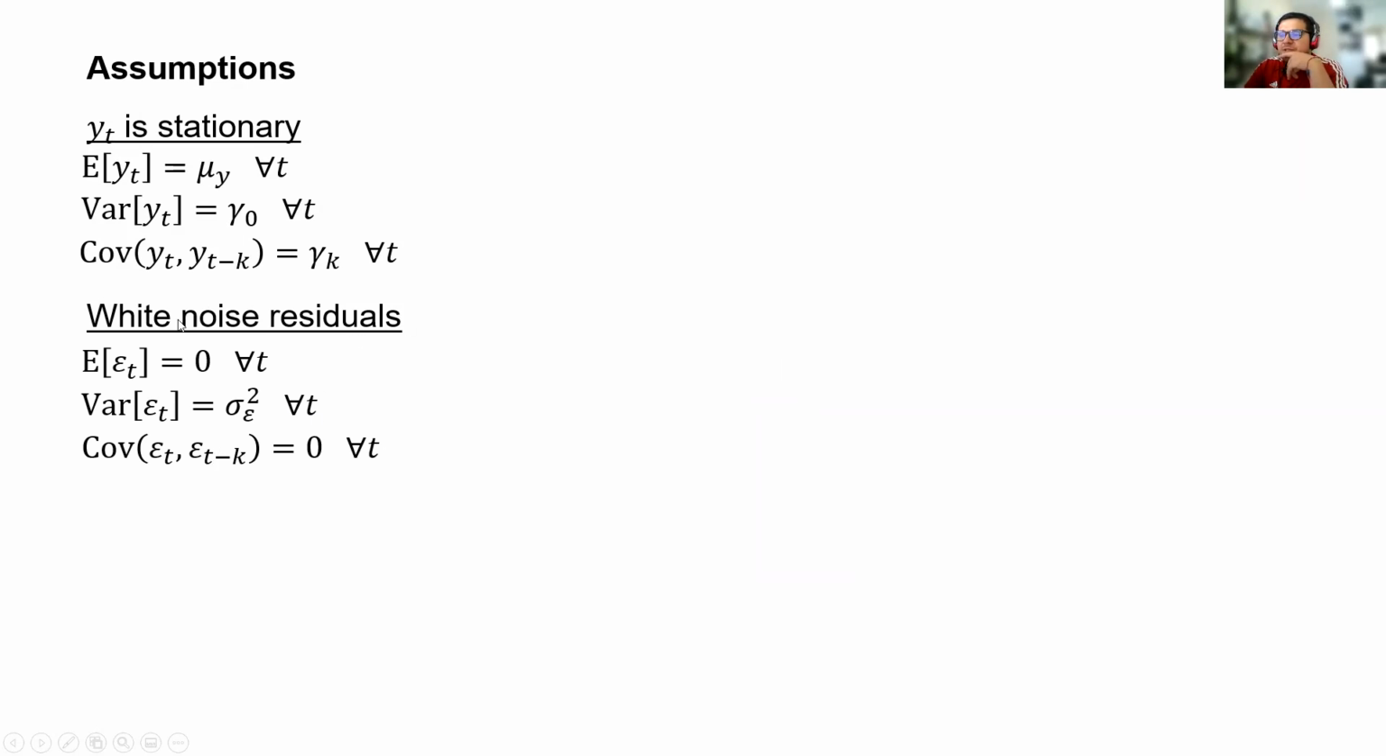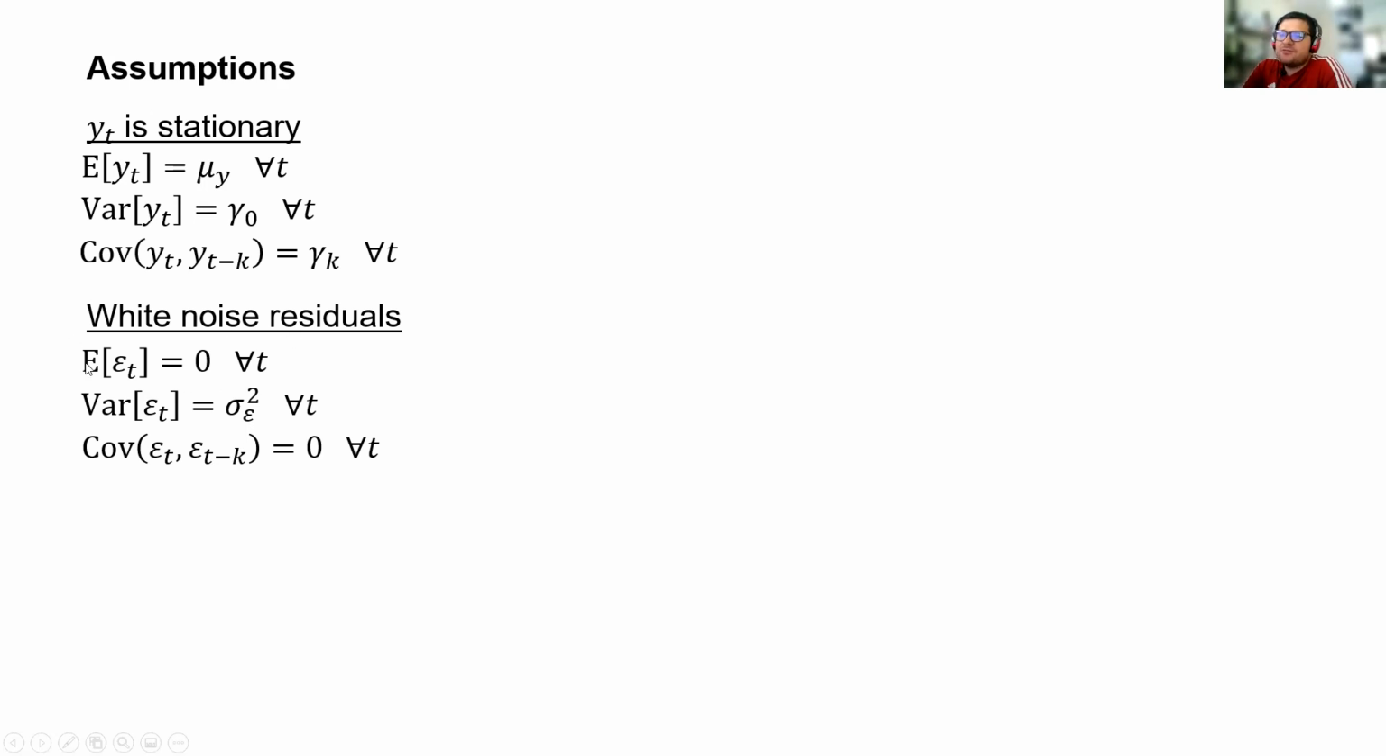The second assumption that we make is that the residuals, that error term, are white noise. White noise means that the residuals are generated randomly, right? They don't follow any structure. They don't evolve over time, like following any trend. And they are effectively, yeah, that they don't have a significant effect on what the behavior might be of YT.